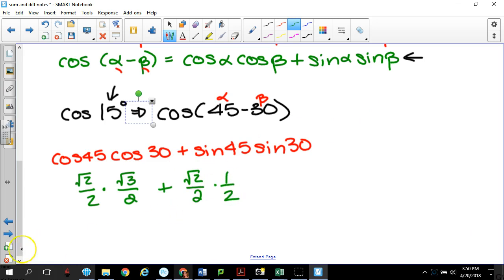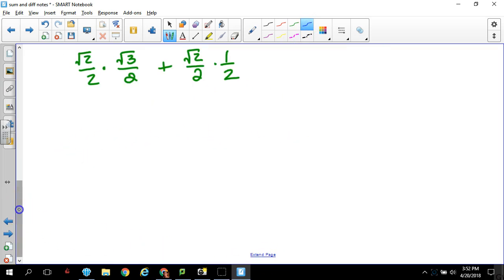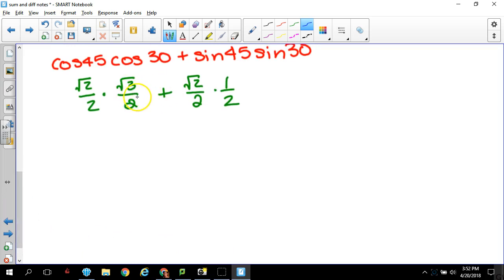So I have 1/2. Now that I've gotten rid of all of the trig functions and replaced them with numbers, I'm just going to have to do the math. I can't plug this into my calculator because square root 2 times square root 3 is going to give me a decimal, and remember, I need this to be exact. So I have to remember my methods for multiplying radicals.